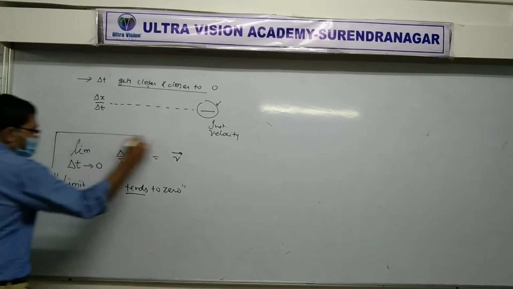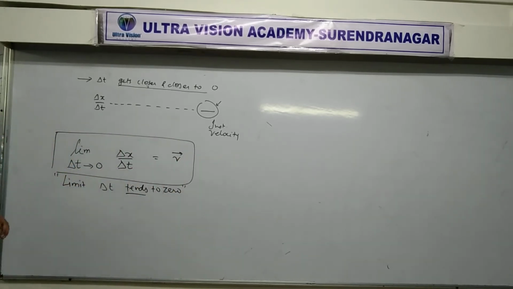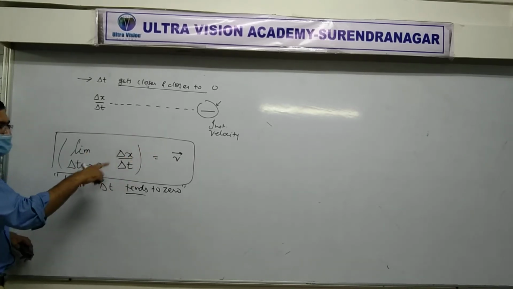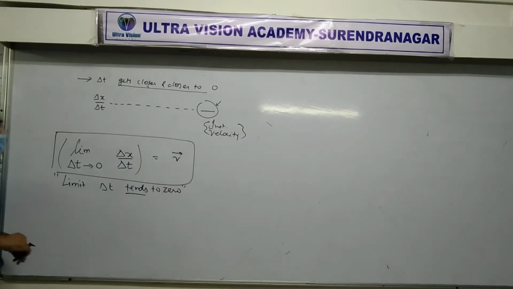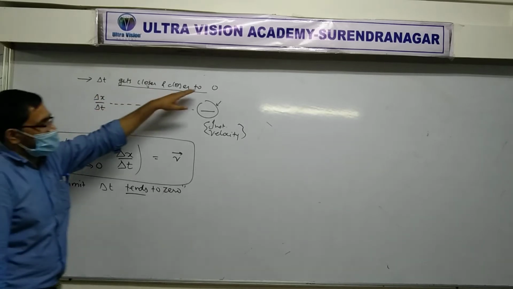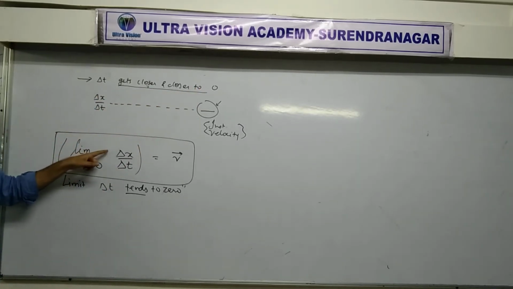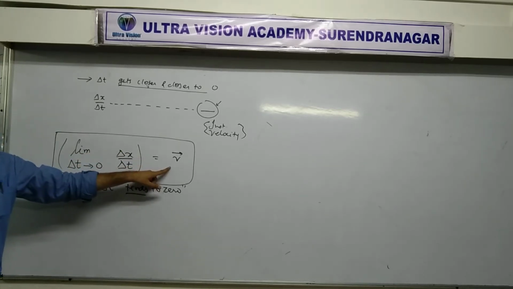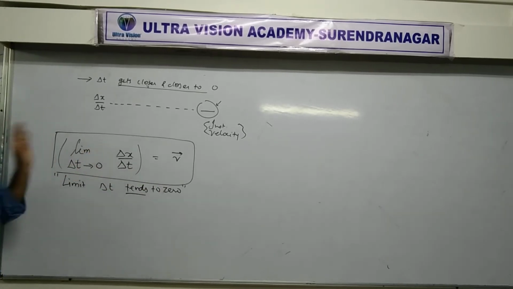This is the formula of velocity. You remember it, of course, but to solve numericals we don't use this formula directly. This is just telling you the meaning, or the definition, of velocity. Limit delta t tends to 0, delta x by delta t is velocity. Which velocity? Instantaneous velocity. As delta t gets smaller and smaller and closer to 0, the ratio delta x by delta t, that is, small displacement divided by small time interval, gives you velocity.